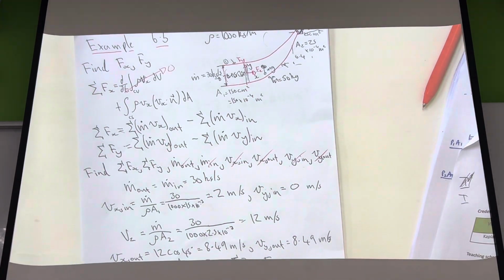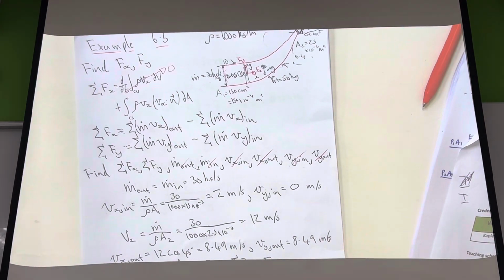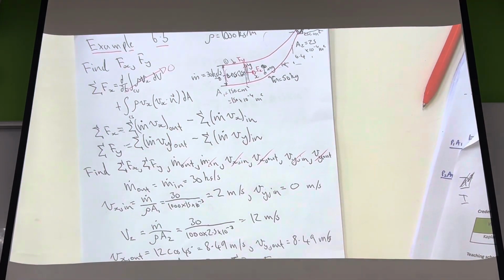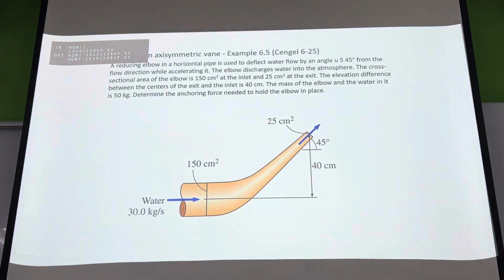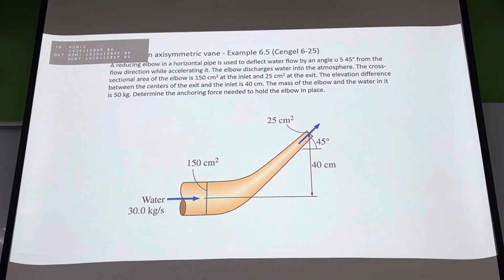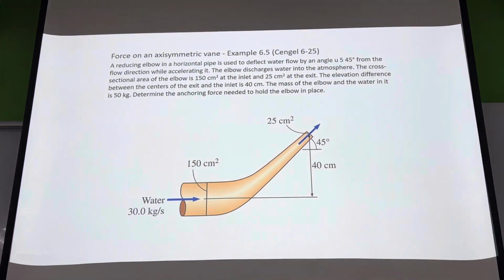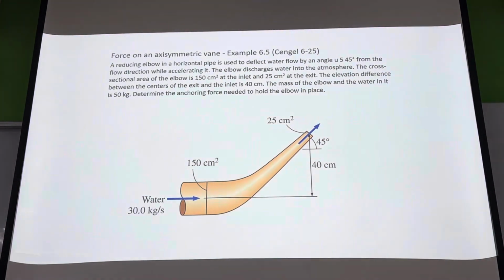Pardon? You could have any shape you want in here. You can go up and down, whatever. So long as this and this are in the same position and the same orientations, and you have the same conditions of flow rate, your control volume will just go to match this.